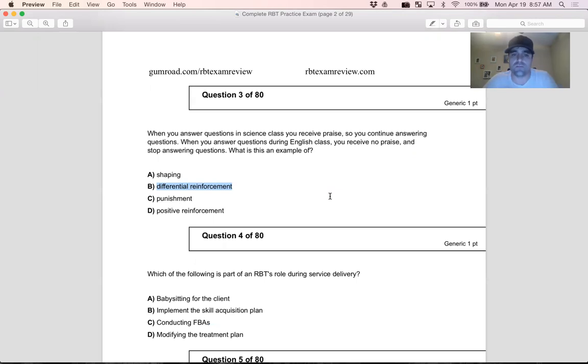Reinforcement, extinction. Okay. Punishment? No, nothing's being punished. You're stopping reinforcement for answering questions in English class, right? But that is not punishment. That is extinction. And then D, positive reinforcement. Well, now you might say, well, hold on, in science class, you are getting reinforced. Right. But we have to look at the entire question. What's happening in English? Okay. Extinction. So this whole scenario, okay, is differential reinforcement.